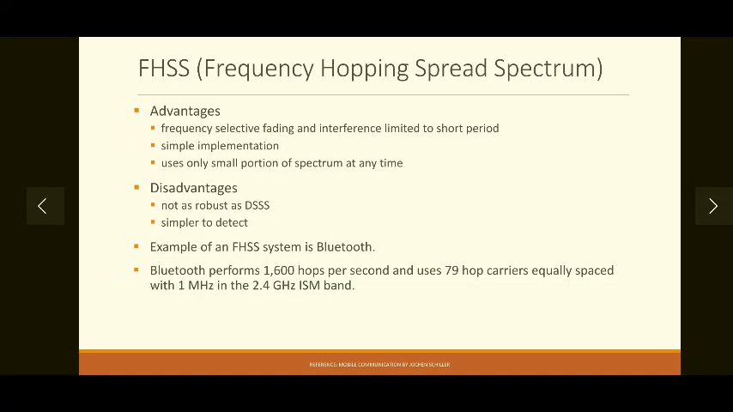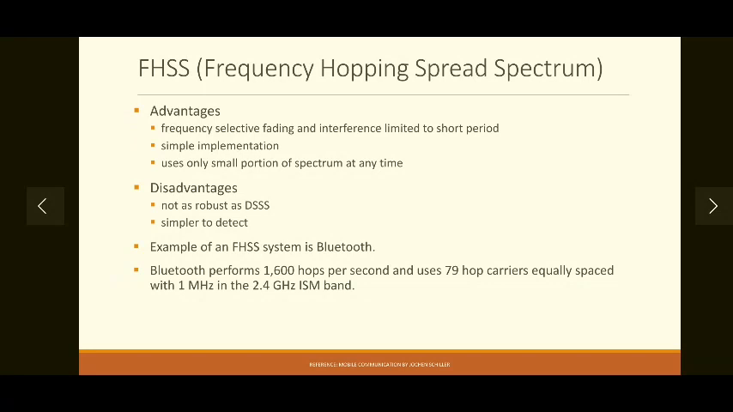So before seeing them, let's see the advantages. The advantages of FHSS: obviously, the entire spread spectrum technology has the advantage of reducing the frequency selective fading. Then the implementation is much simpler in terms of transmitter and receiver, we will see that now. And the third advantage is it uses only a small portion of the spectrum at a given moment of time, so the other remaining spectrum remains available for other applications as well.